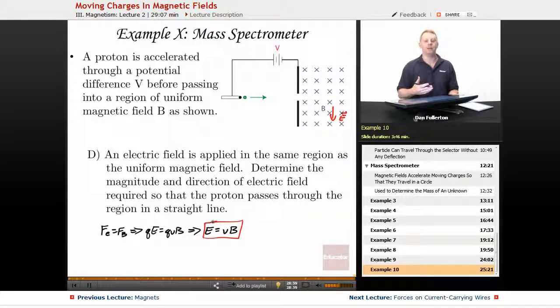All right, hopefully that gets you a good start on moving charges in magnetic fields.